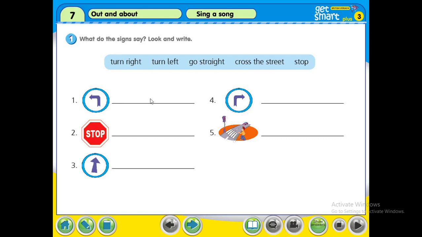Alright, now you try. You write your answer in the blank and we will discuss the answers in the next lesson.